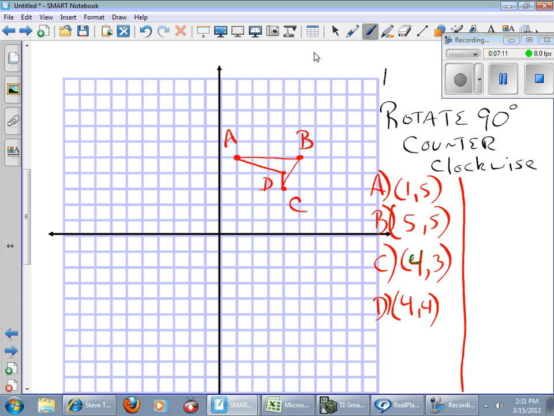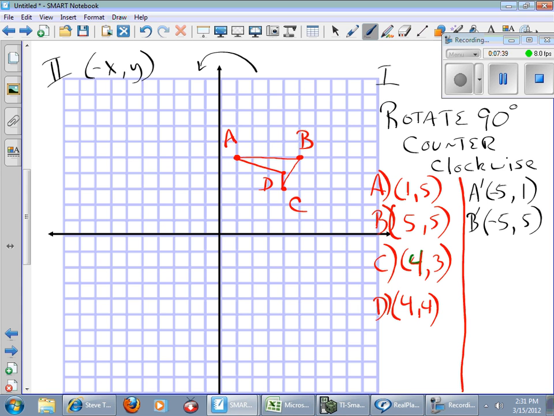Now I know, remember, this is quadrant 1, this is quadrant 2, and I'm going clockwise 90 degrees. So I'm going to move one quadrant that way, and here x is negative and y is positive. So I'm just going to switch my coordinates and then use the right sign. So A prime, switch the coordinates, but the x has to be negative because I'm in the second quadrant. B prime, switch the x and y, make x negative. C prime, switch x and y, make x negative. D prime, switch x and y, make x negative, and there you go.